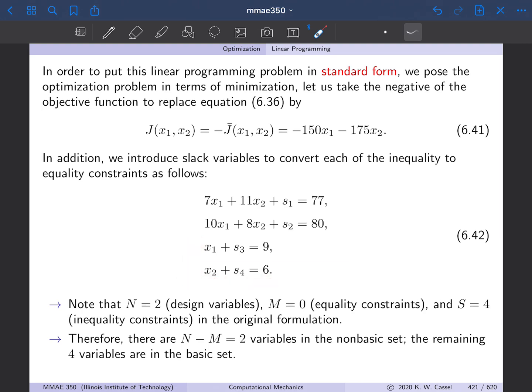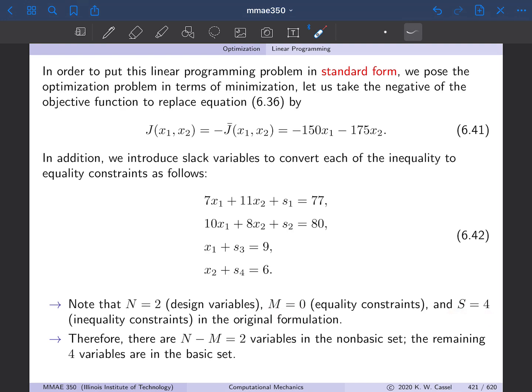x2 less than or equal to 6. Remember, these last two are the amount that can be stored. x2 has to be less than or equal to 6, so we add a slack variable s4 to accommodate that. So we have 4 slack variables, 1 for each of our inequality constraints. So here's what I said before: n is 2, m is 0, and s is 4.